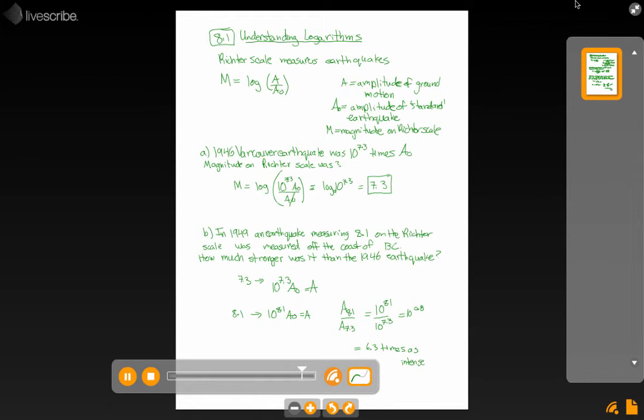So even though it seems like it's just a little tick above on the Richter scale, each one unit on the Richter scale actually turns into a factor of 10. In this case, it was 0.8 units higher on the Richter scale. 10 to the 0.8 gives us 6.3 times as intense.